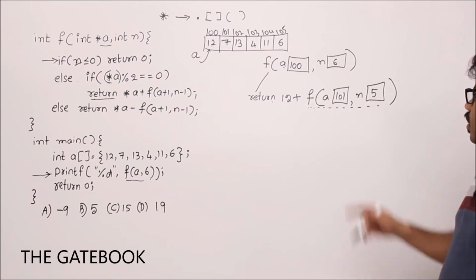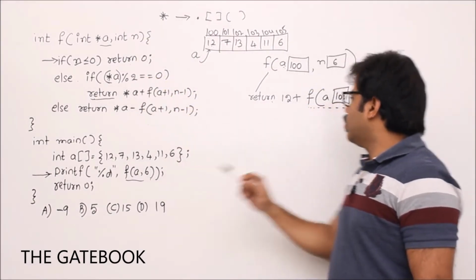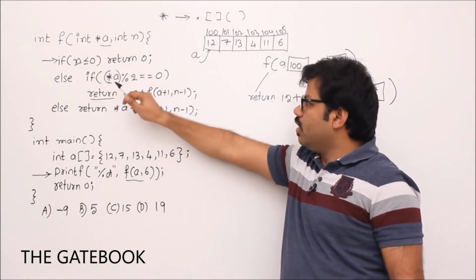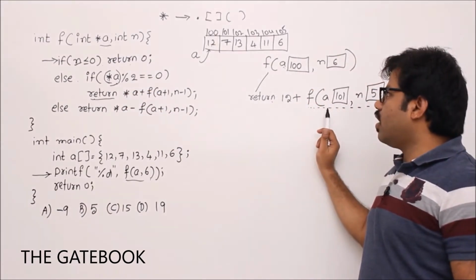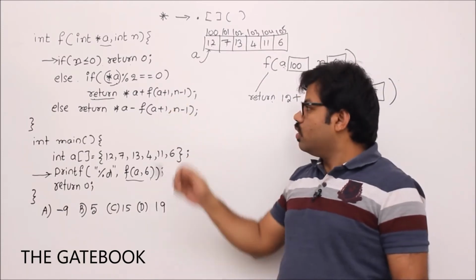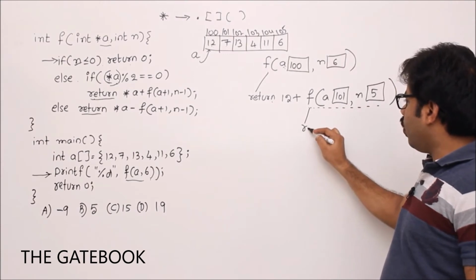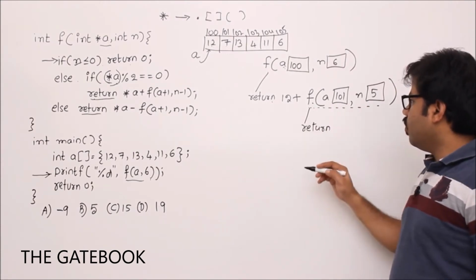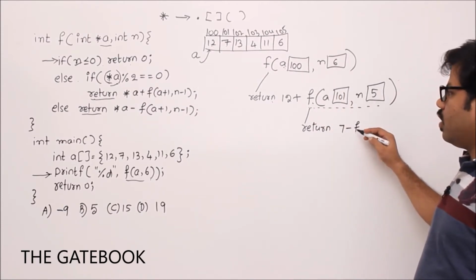Let me do that. The first line in this function, n less than or equal to 0. What is n? 5. 5 less than or equal to 0. Condition false, right? Then control comes here, then star a. This time star a is star 101, value at 101 is 7. 7 percentile 2 is not 0. Then control comes to this part. Again it's a return, so we are going to end this method by returning star a. What is star a? 7 minus f of a plus 1 comma n minus 1.